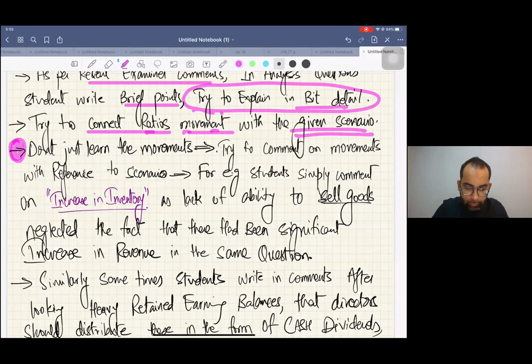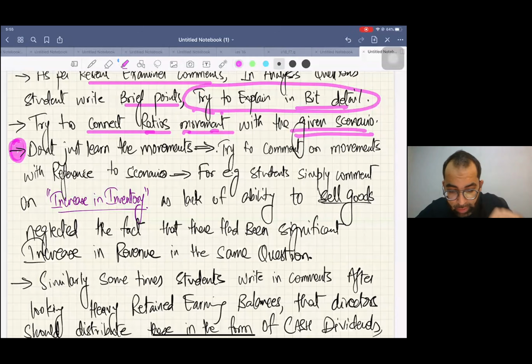Now, we were on this point. Listen, try to connect the movements. Don't just learn the movements. There are students who just learn a few movements and they try to fix those learnings in each and every question, which is not appropriate at all.